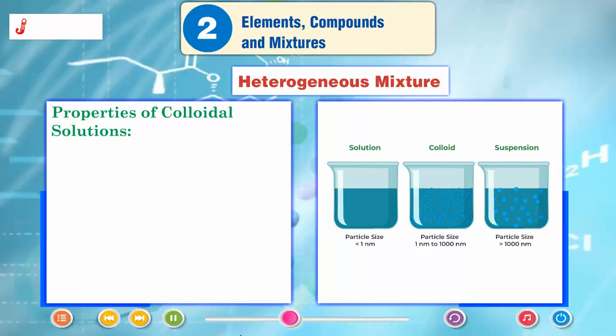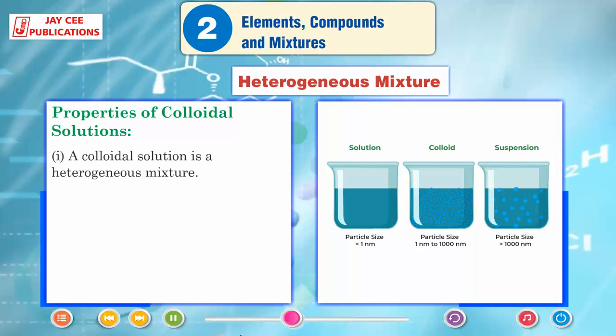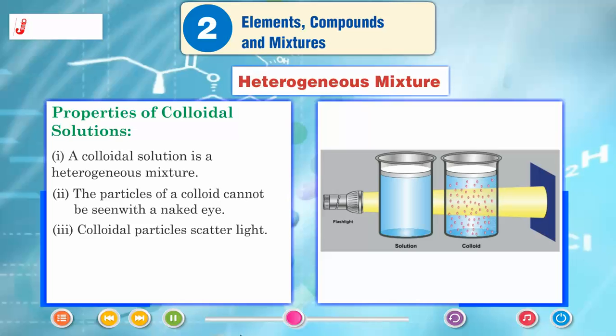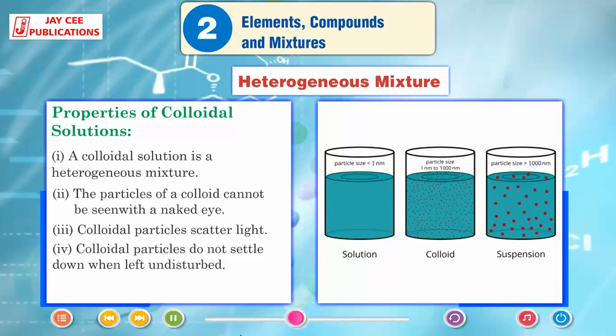Properties of colloidal solutions. A colloidal solution is a heterogeneous mixture. The particles of a colloid cannot be seen with the naked eye. Colloidal particles scatter light. Colloidal particles do not settle down when left undisturbed.